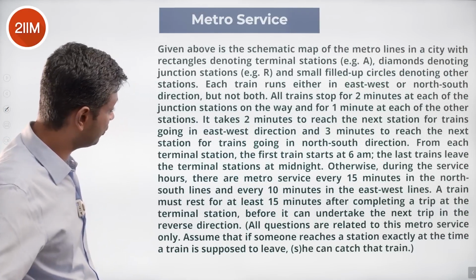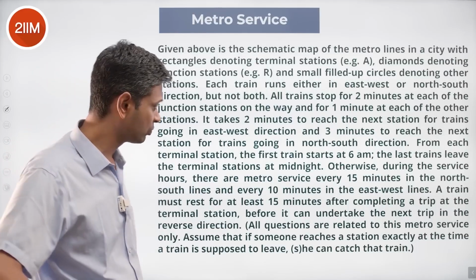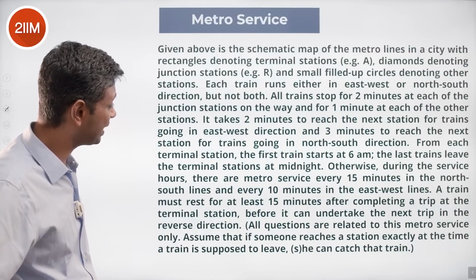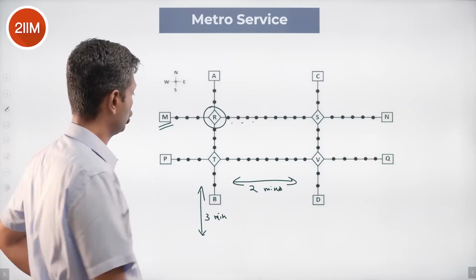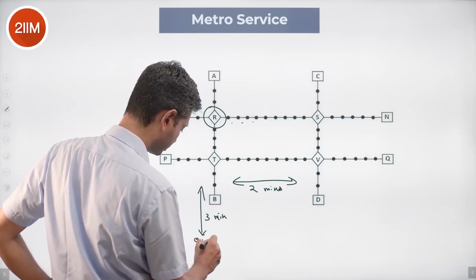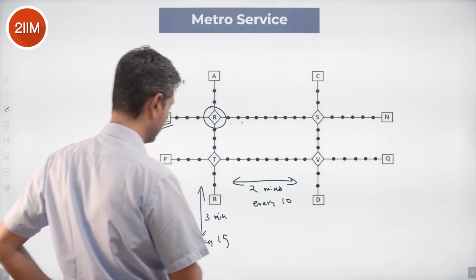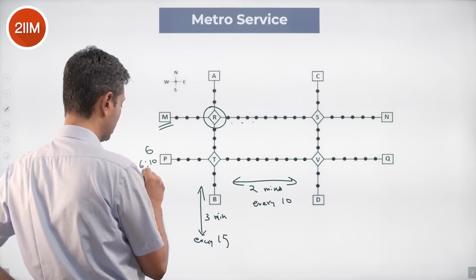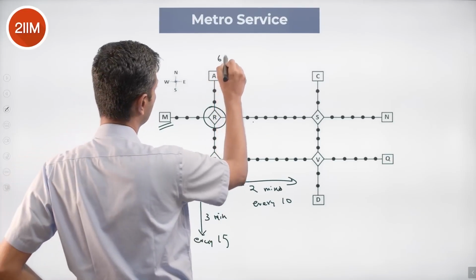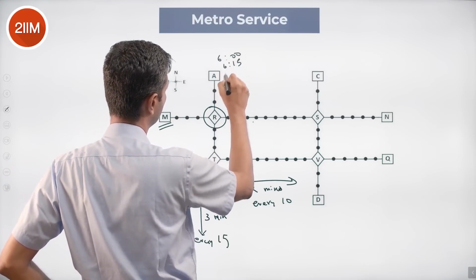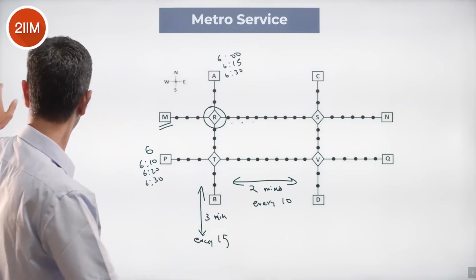From each terminal station, the first train starts at 6 a.m. The last trains leave the terminal stations at midnight. Otherwise, during the service hours, there is a metro service every 15 minutes in the north-south line and every 10 minutes in the east-west lines. North-south is every 15, east-west is every 10. So there will be a train starting at 6, 6:10, 6:20, 6:30 from here and here, and at 6, 6:15, 6:30, 6:45 and so on on this axis, in both directions.